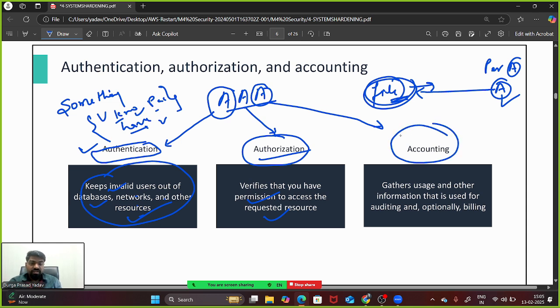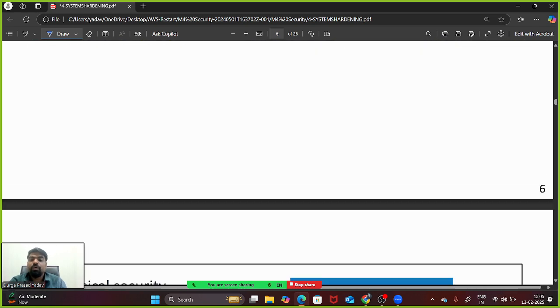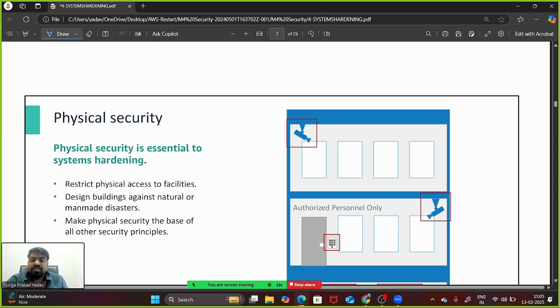Likewise, accounting basically means tracking how many times user A is accessing this file, when he is trying to copy, download or delete the file, or if some other user B does not have permission, even when he is trying. You collect the usage and other information that is used for auditing, billing or some other purpose, and that is nothing but accounting. So these are the three concepts that we need to know before entering into system hardening, guys.